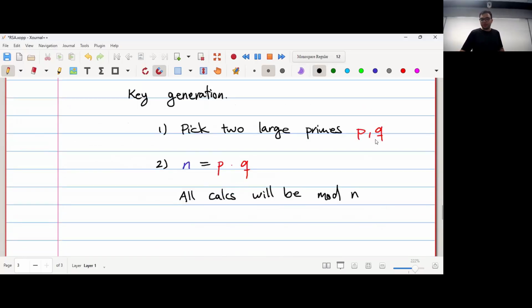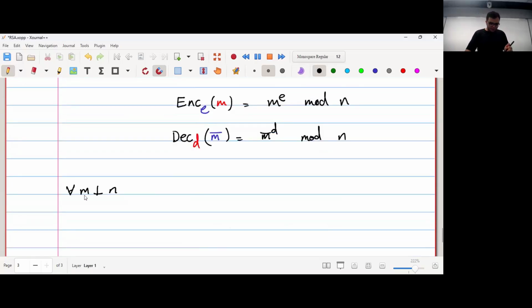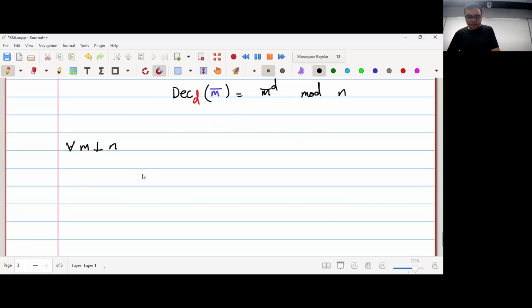Like if you have numbers P and Q that are thousands of digits long, it's very rare that your message actually doesn't have GCD of 1 with N. Right? That's not going to be a likely thing. So it will not really happen. But mathematically, we have to say for every message that is relatively prime to N, if I encrypt this message using my encryption key, and then I decrypt it using my decryption key, then this is the same message. Okay.